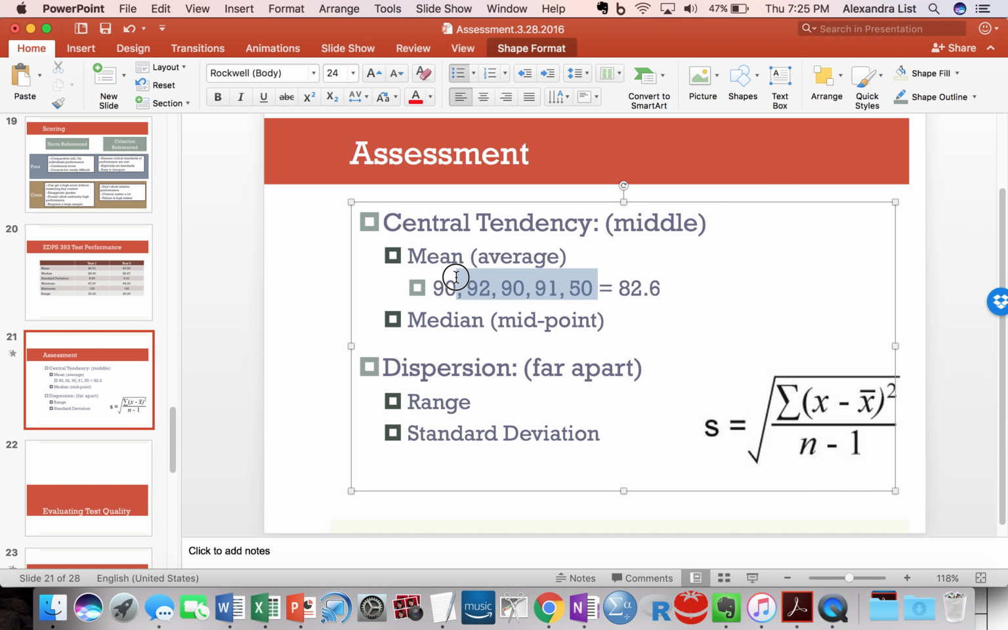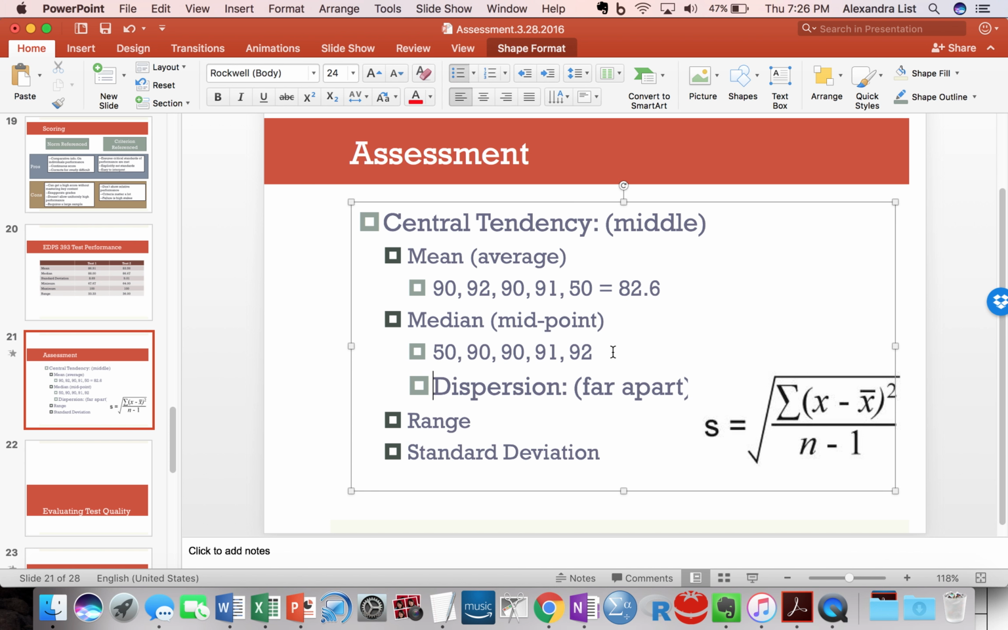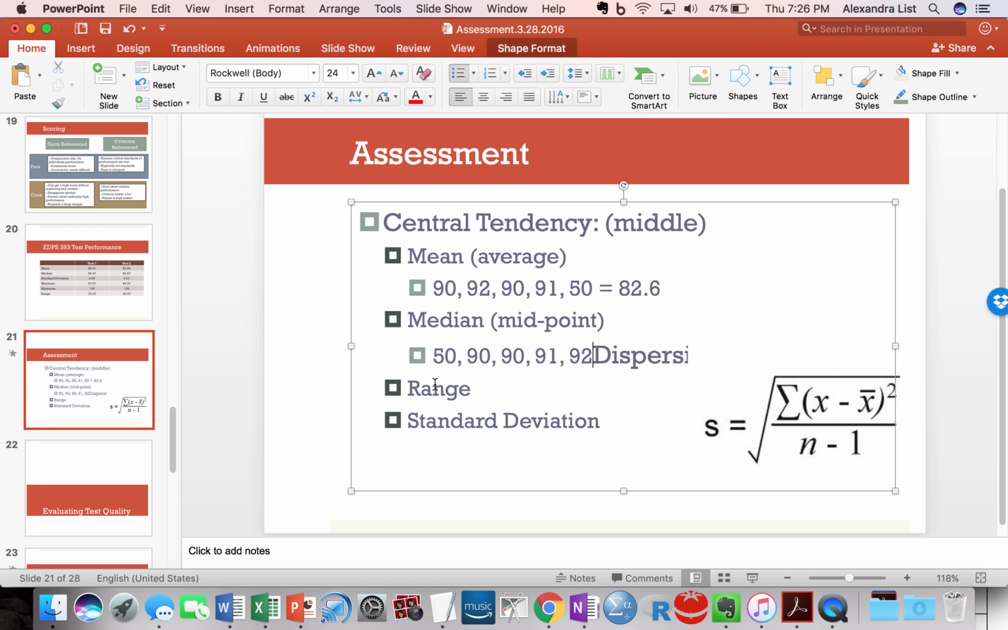So let's take these same scores and find the median. In this case, I would arrange them from lowest to highest. So I would start with 50 over here, then my 2 90s, then 91, then 92. So same 5 scores. And then, oh, I messed up my formatting. That's going to drive me crazy.